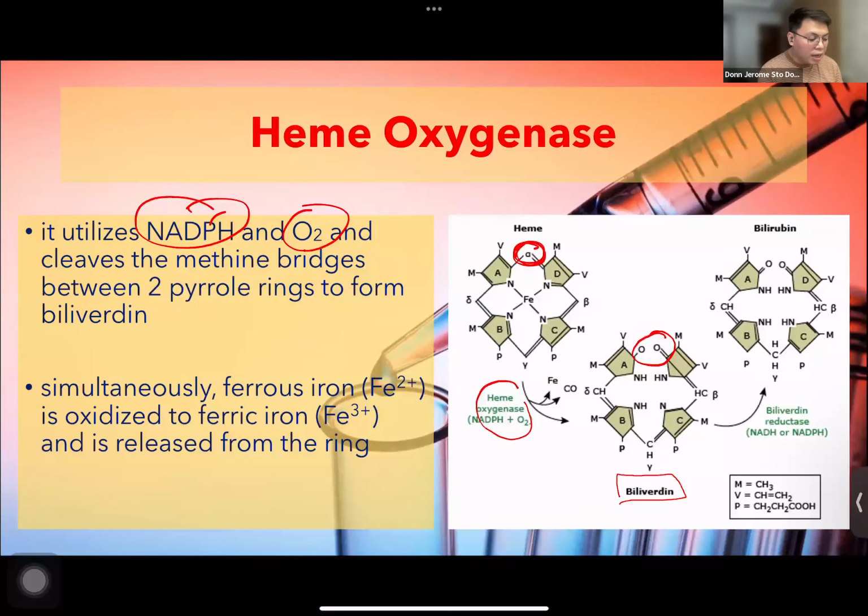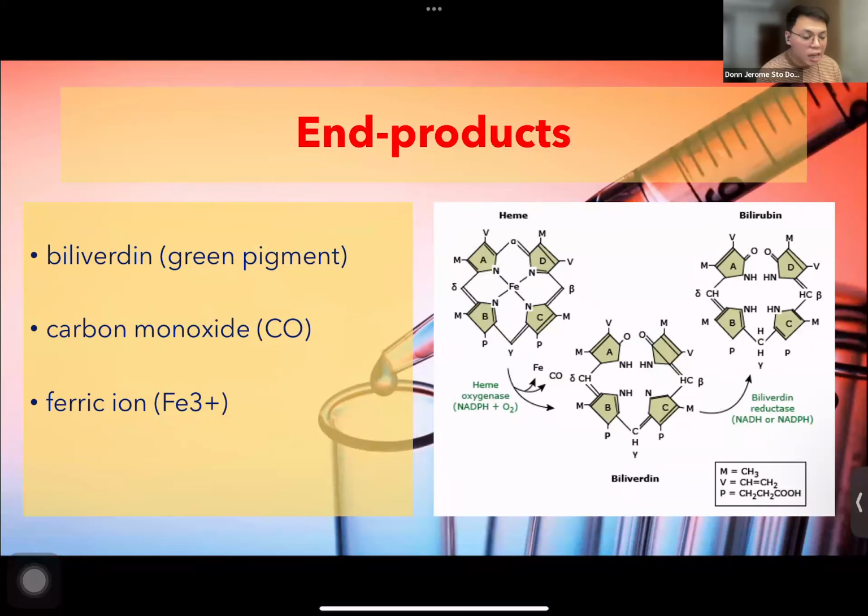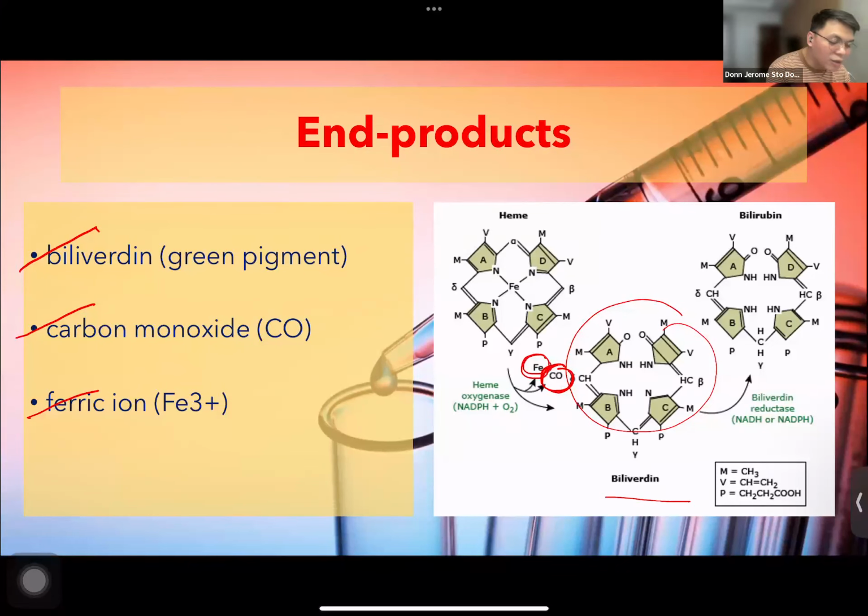So what are the end products of your heme oxygenase? Biliverdin, the green pigment, carbon monoxide, which, by the way, heme oxygenase is the only enzyme in our human body capable of producing carbon monoxide. But it is not in a sufficient amount to cause toxicity. And lastly, you have ferric iron. Okay, so those are the three products after heme oxygenase.